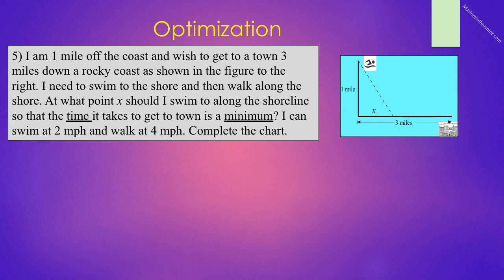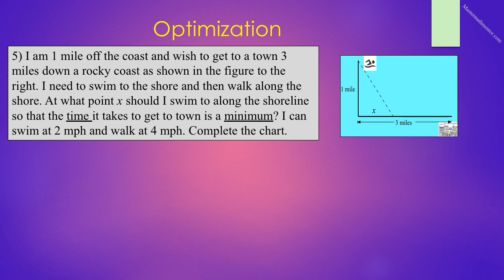In number 5, we are told that I am 1 mile off the coast and wish to get to a town 3 miles down a rocky coast, as shown in the figure to the right. I need to swim to shore and then walk along the shoreline. I want to know at what point X I should swim to along the shoreline so that the time it takes to get to the town is a minimum.